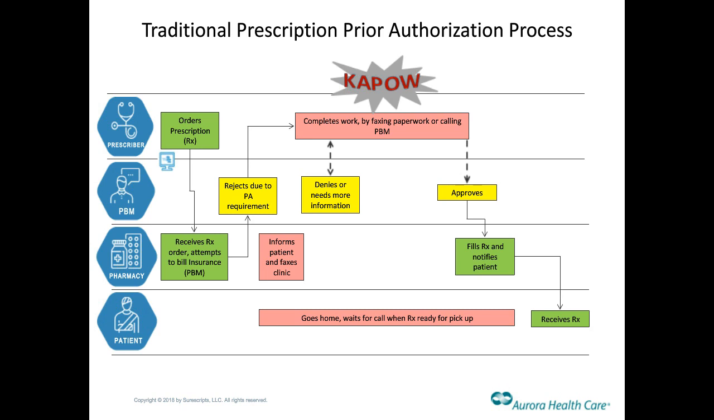So then moving back up to that first row, we've gone from the attempt to bill, which rejects due to the PA requirement, and the pharmacy has faxed the clinic or the prescriber's office to complete the prior authorization. See the big Kapowie lean symbol in there representing this is a mess. It's no fault of anybody's other than how things have traditionally been set up. You have competing interests here, competing priorities.